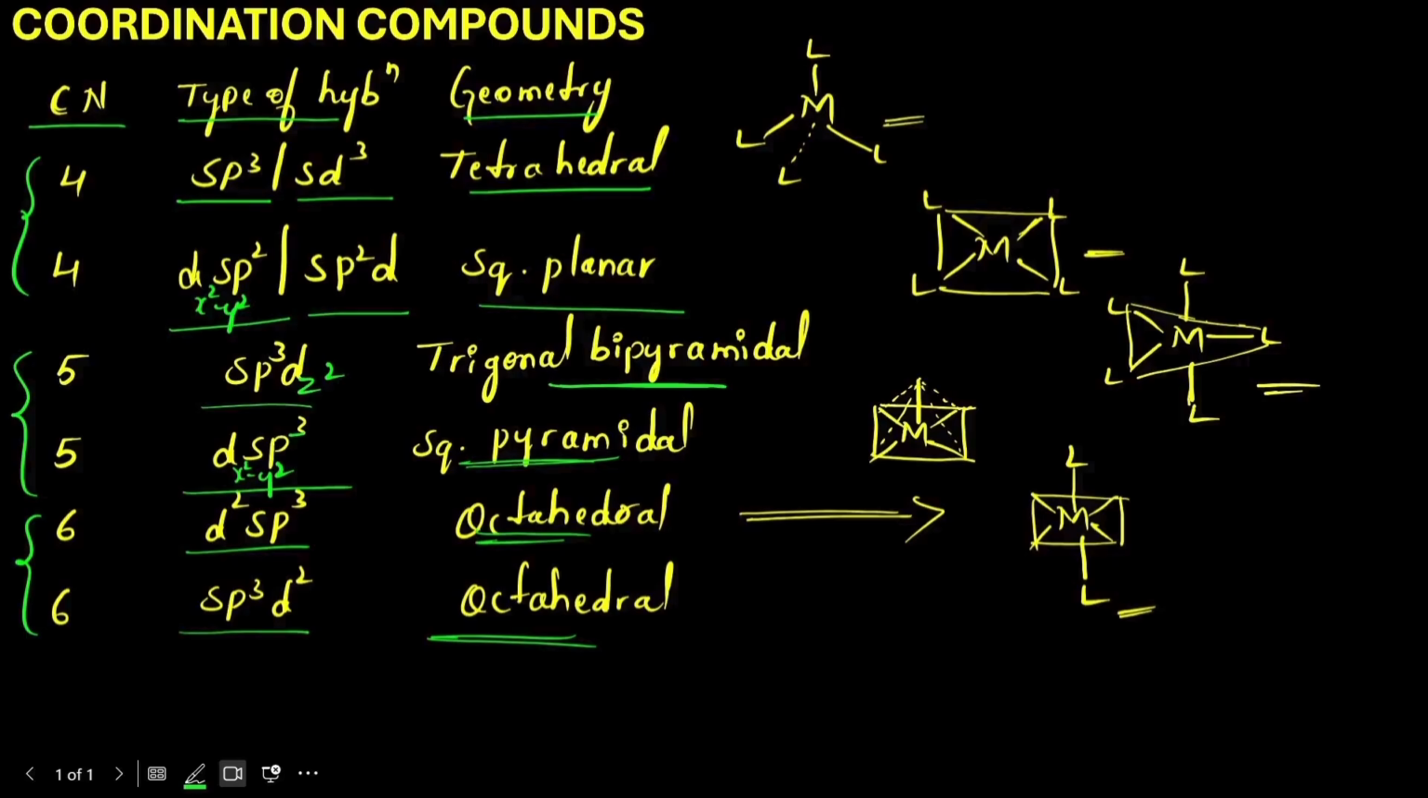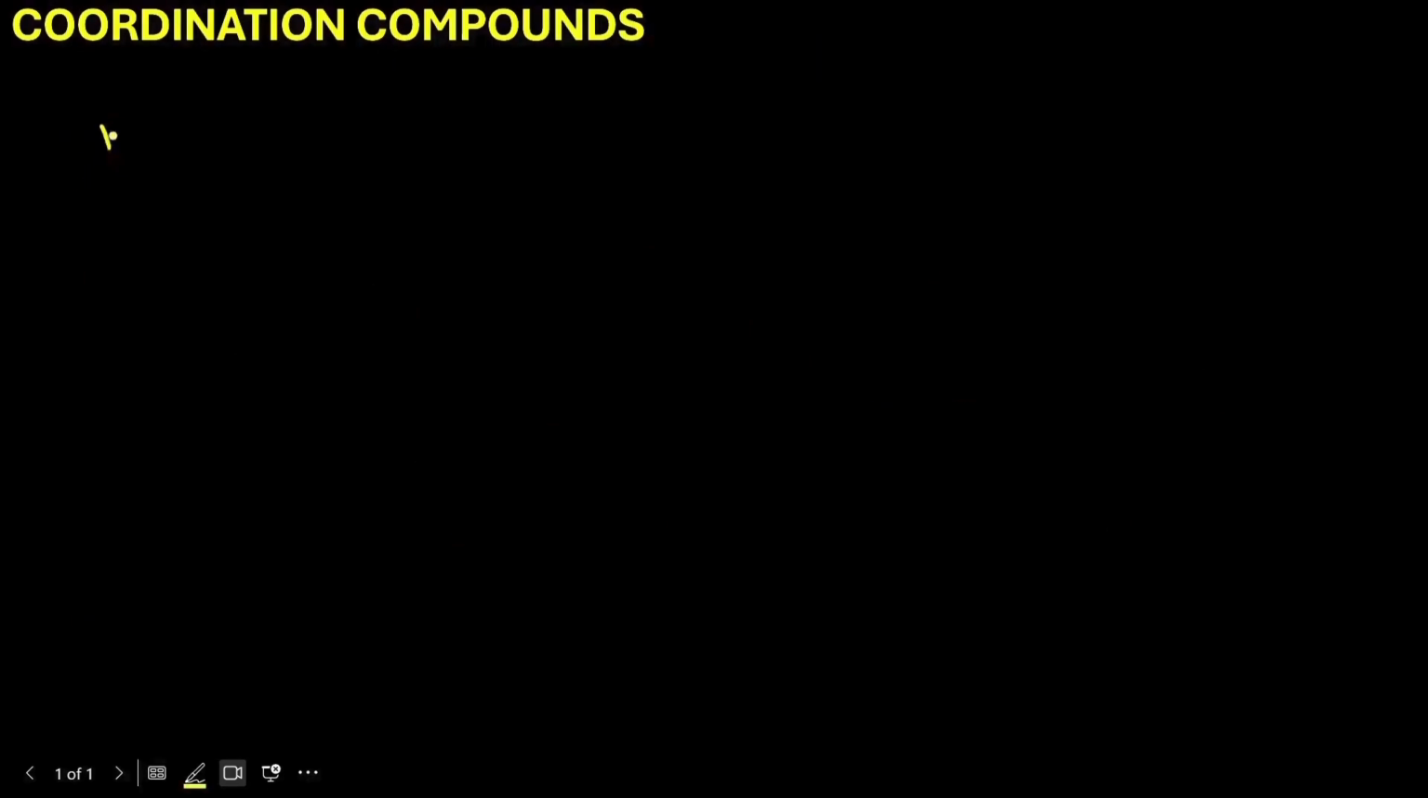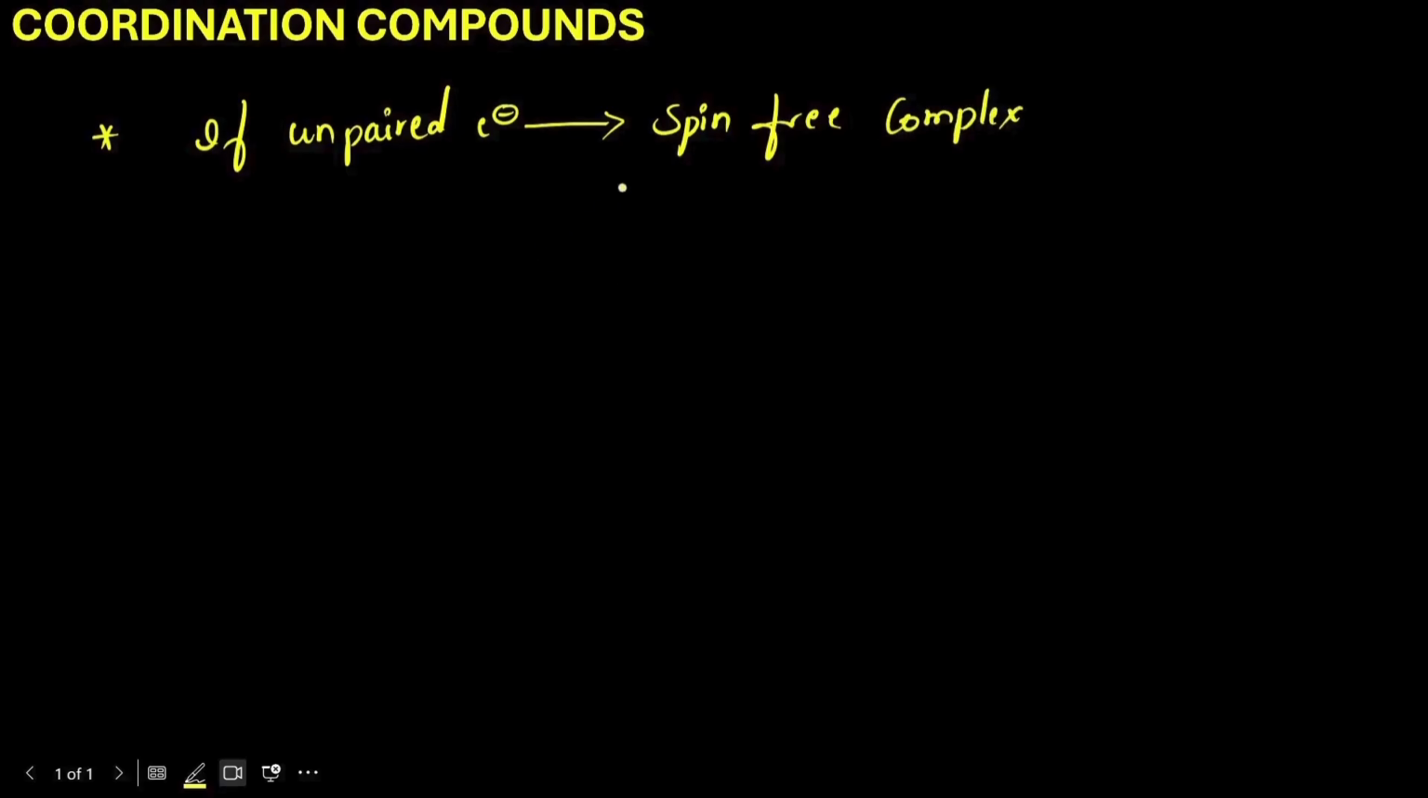Now we will take some examples. Before going to an example, let us note some points. If unpaired electrons are present, then the complex is said to be a spin-free complex, which is also called a high spin complex. If unpaired electrons are present, the compound is colored.